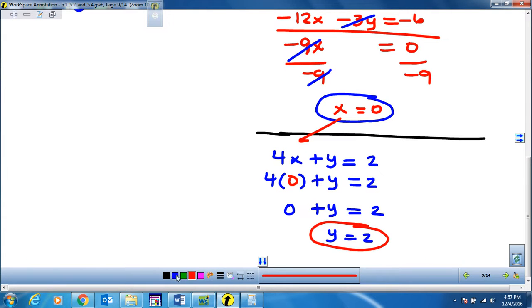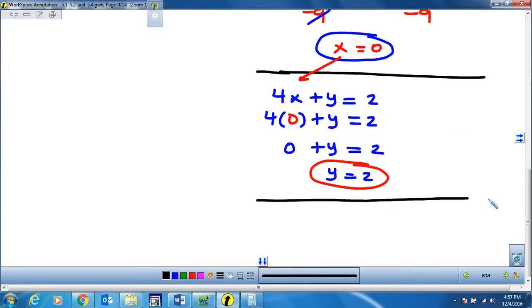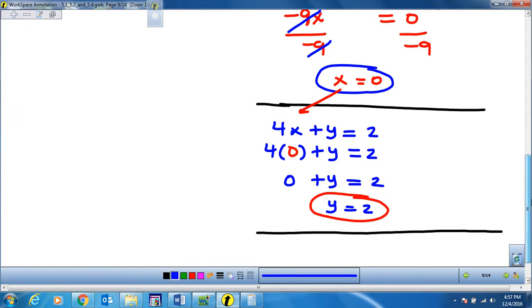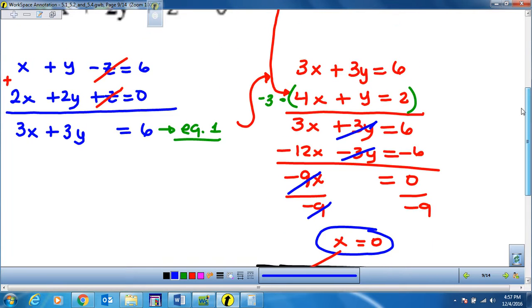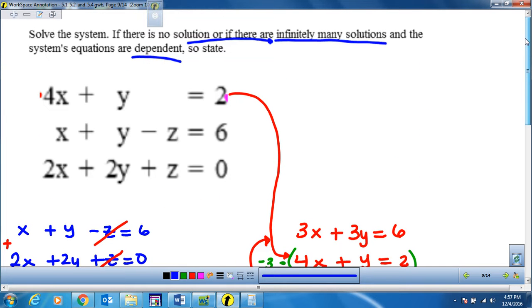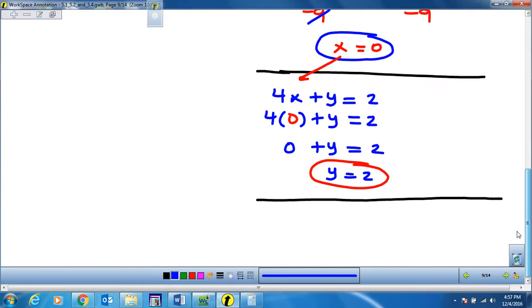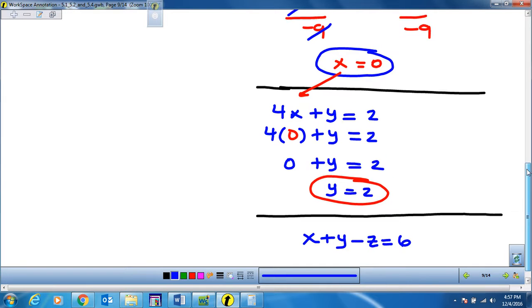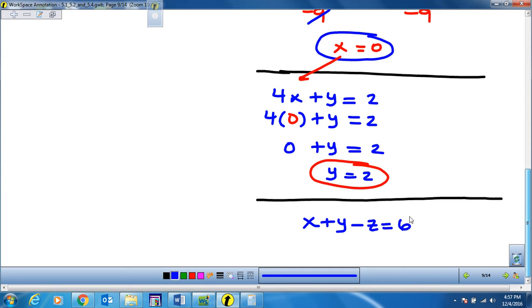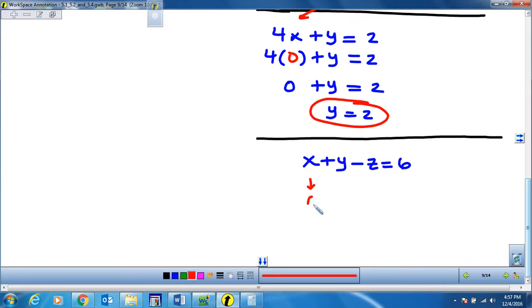And then, I have x and y, now I want to find z, so use one of the original equations. So use the second one, let's say, x plus y minus z equals 6. So x is 0, y is 2, minus z equals 6. So 0 plus 2 is 2, minus z equals 6.